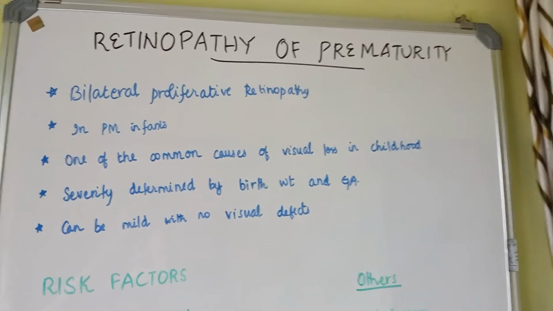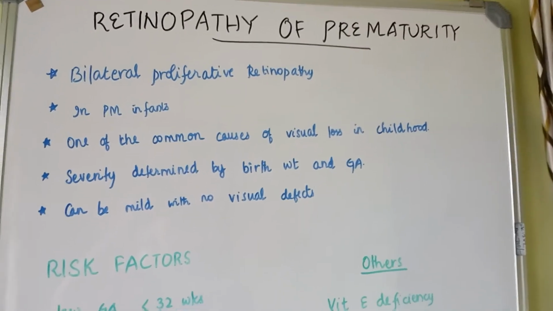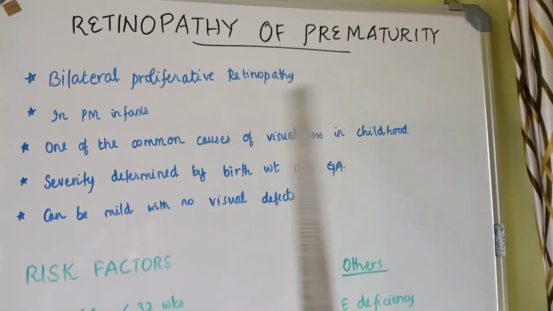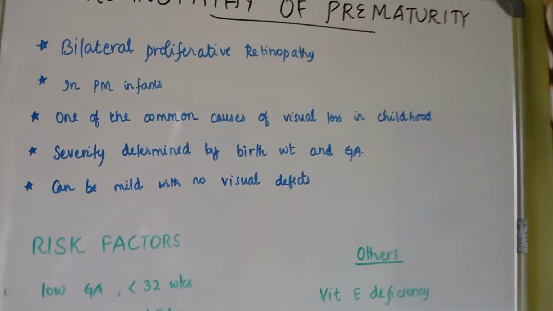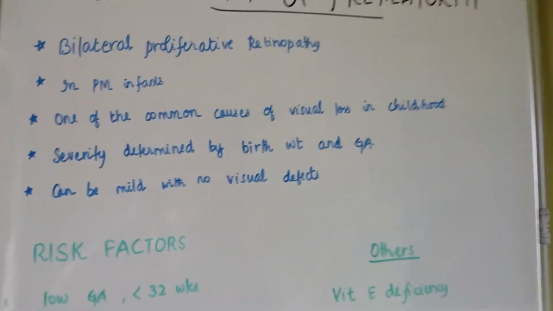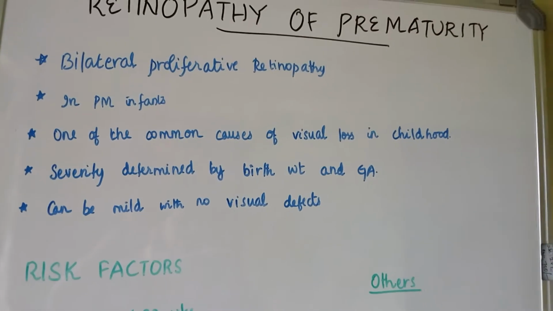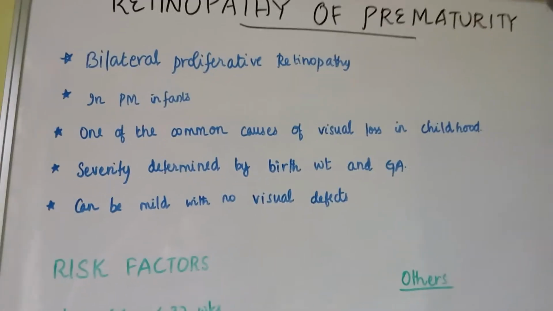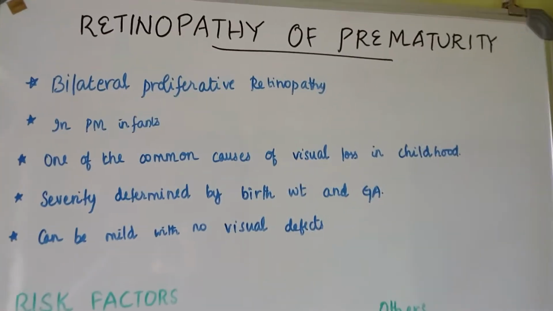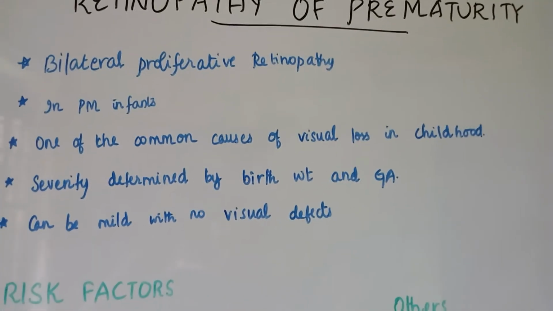It's retinopathy of prematurity. Retinopathy of prematurity is a bilateral proliferative retinopathy. It was also called retrolental fibroplasia. It occurs in premature infants who are exposed to a high concentration of oxygen. This is one of the causes of visual loss in childhood. It's a potentially blinding disease.